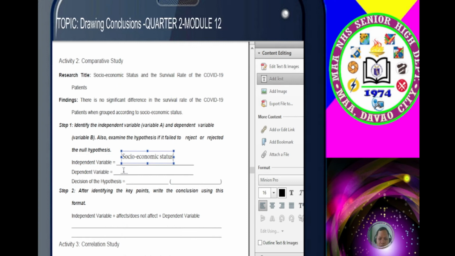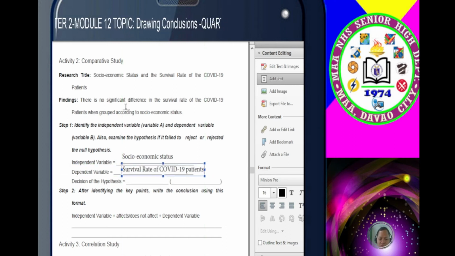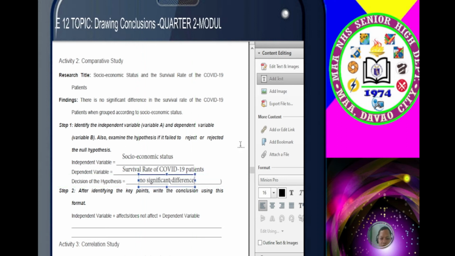Then our dependent variable here is the survival rate of COVID-19 patients. Okay. Then, what is the decision of the hypothesis? So there is no significant difference. Okay, so that is our responses here.